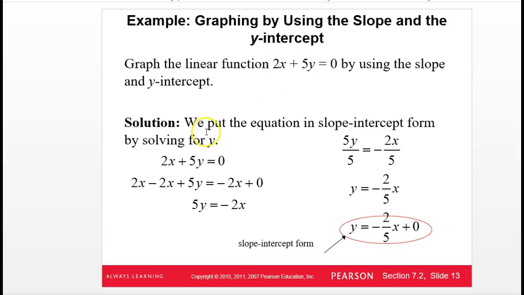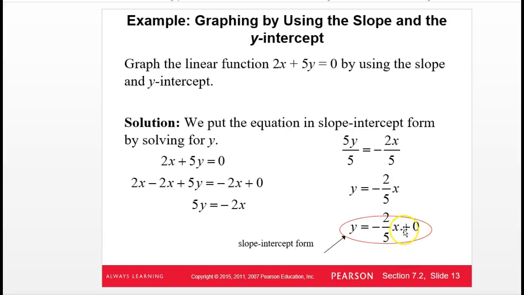So to solve this for y, notice I'm going to subtract 2x from both sides to get the y part by itself. And then I'm going to divide both sides by 5. So I end up with just y equals negative 2/5 x, and that's my slope-intercept form. So how would I graph that?